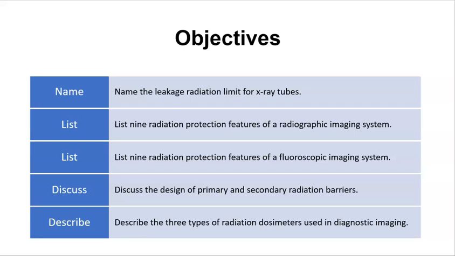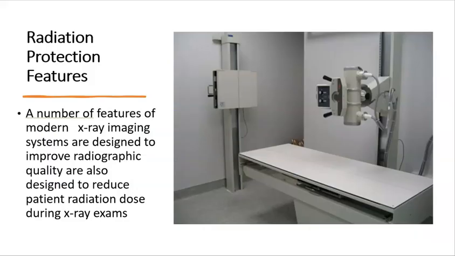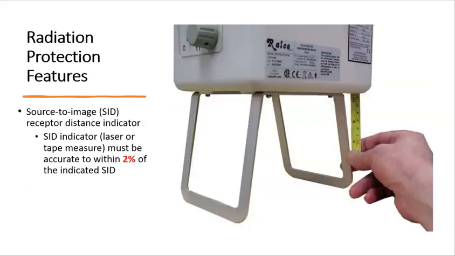Now, your Bouchon textbook is really good on this chapter, and I hope you find it interesting. So, a number of features of modern X-ray imaging systems are designed to improve radiographic quality, and are also designed to reduce patient dose during X-ray exams. One of the features is SID. Okay, so that's your source to image receptor distance, and it has to have some kind of indicator. So it needs to have either the measurements up on the panel or a measuring tape. I personally like the measuring tape. I can trust them, right?